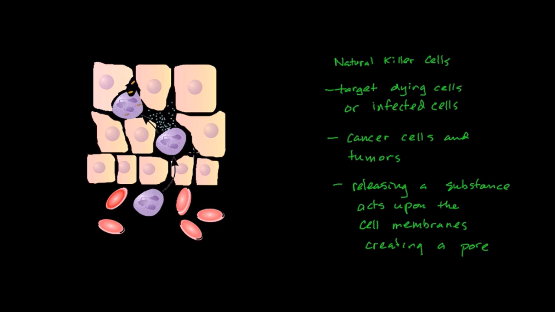So in the illustration, this structure here is a natural killer cell. This up here is an infected cell. So a natural killer cell, once it's attracted to an infected cell, releases substances that will act upon the cell membrane of this infected cell, causing the infected cell to burst.